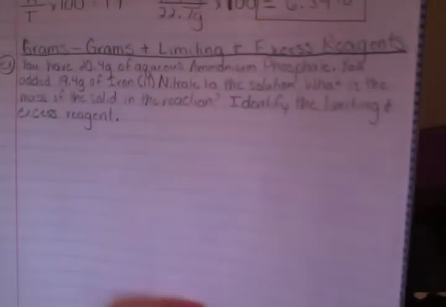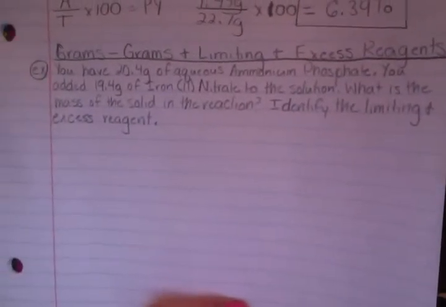Grams to grams and eliminating an excess reagent example problem. It says you have 20.4 grams of aqueous ammonium phosphate. You added 19.4 grams of iron 2 nitrate to the solution. What is the mass of the solid in the reaction? Identify the limiting and excess reagent. Okay, so that is what the problem looks like. You can pause it and write it down if you want.